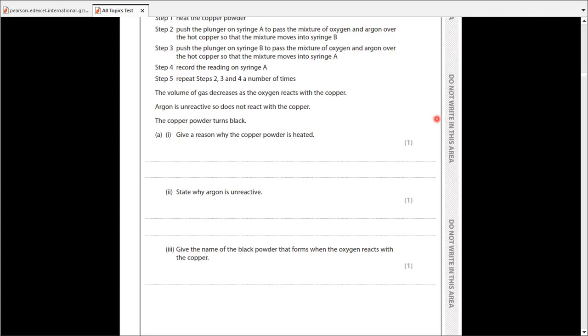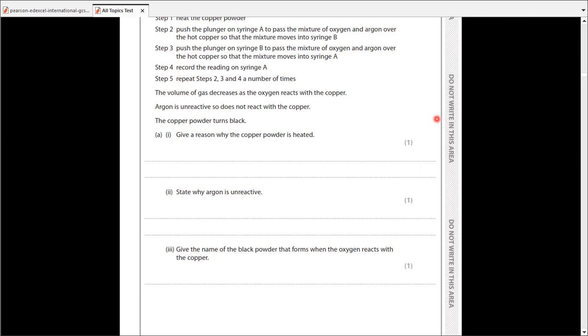Okay, but copper is a transition element, and since it's a transition element, we need to mention its state. Try working out how many electrons copper would lose to oxygen. Two. Copper two oxide, right. That would be the correct answer. The black powder is copper two oxide.